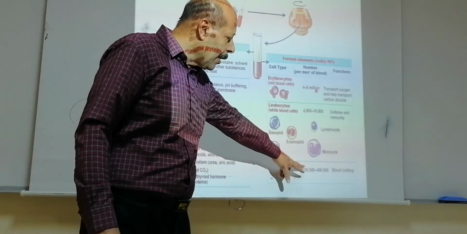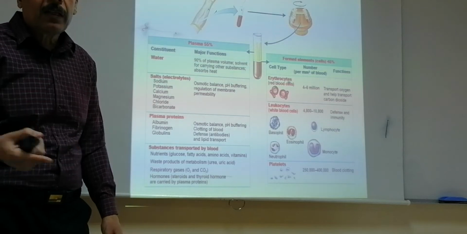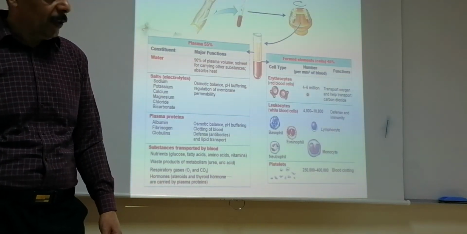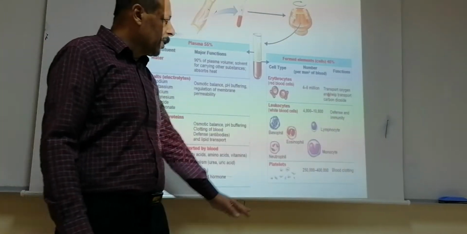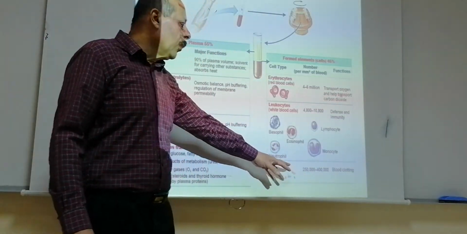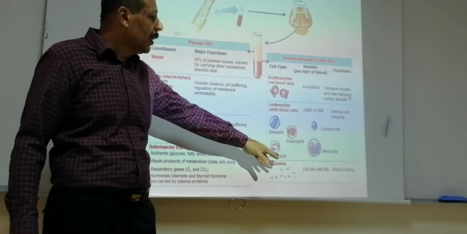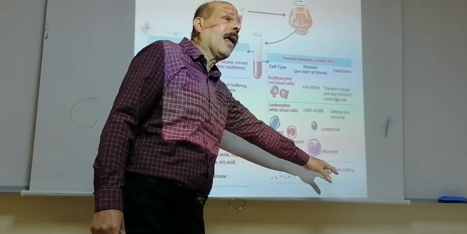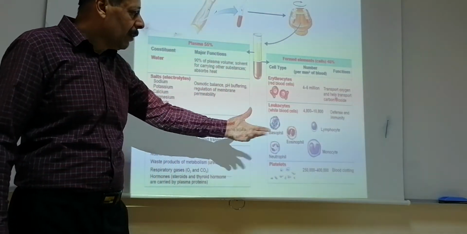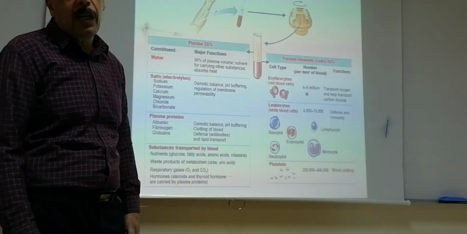Then we have the platelets, which aid in the process of clotting, which is 250,000 to 400,000 per ml.